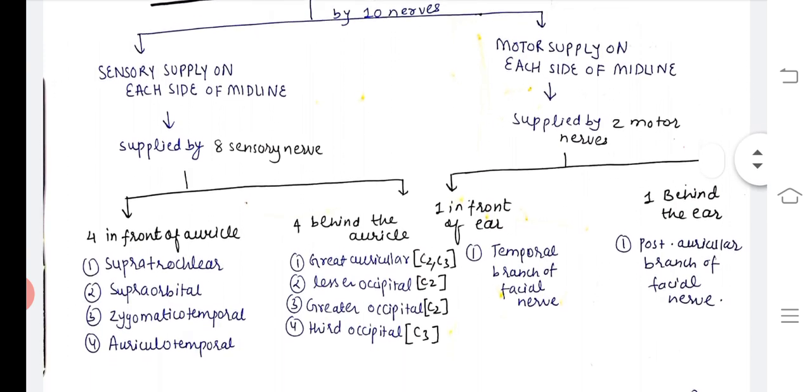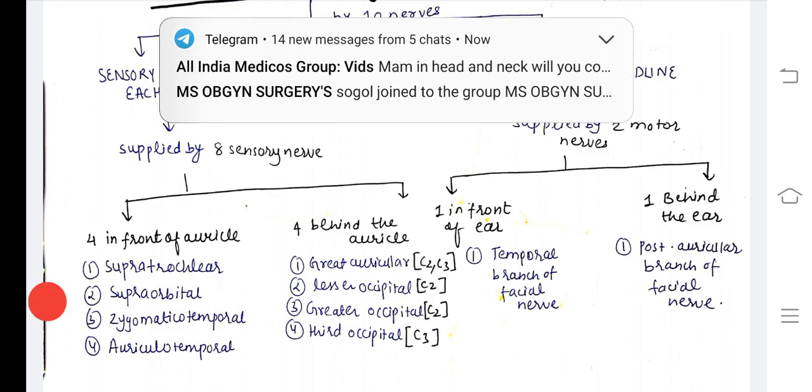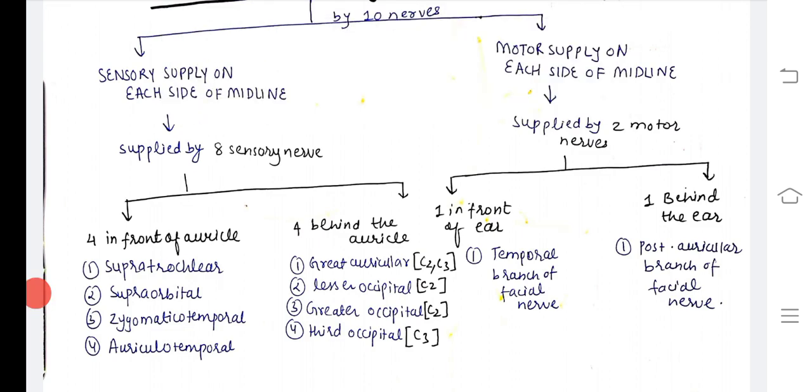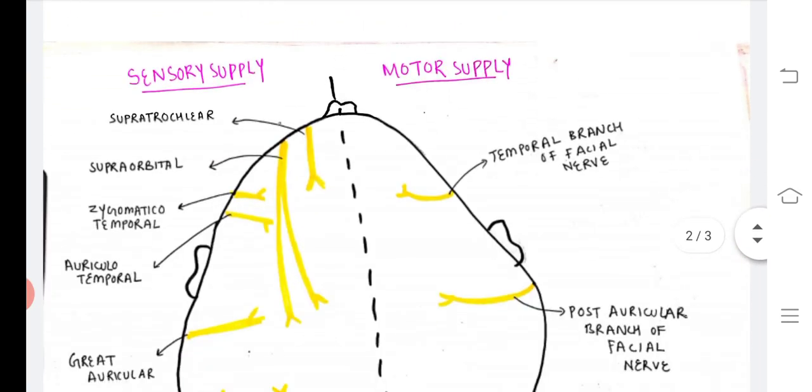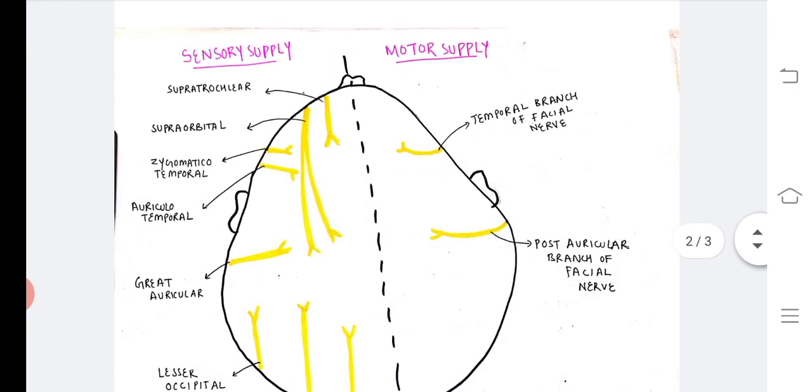The sensory supply on each side of the midline is supplied by 8 sensory nerves. So there are 8 sensory nerves on each side of the midline. 4 are in front of the auricle and 4 are behind the auricle. If we see the diagram, you can see 4 nerves in front of the auricle, that is the ear.